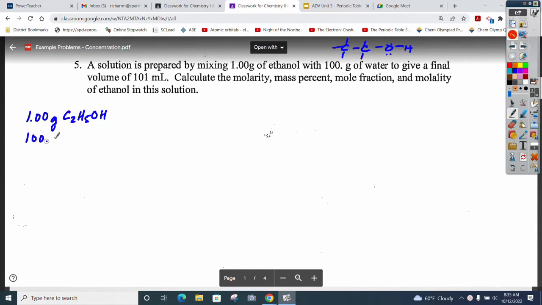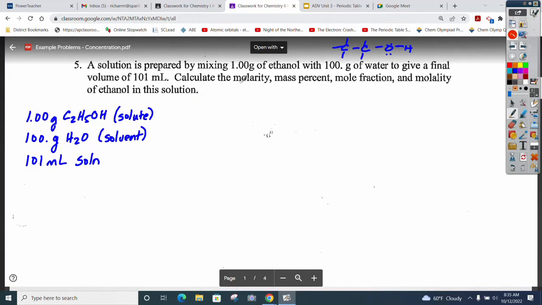I've also got 100 grams of water. So if I'm putting the ethanol in water, that means the ethanol is my solute and the water is my solvent, because of course water is your universal solvent, to give a final volume of 101 milliliters. So this is the volume of the entire solution after everything has been mixed together. So that is the solute plus the solvent volume.